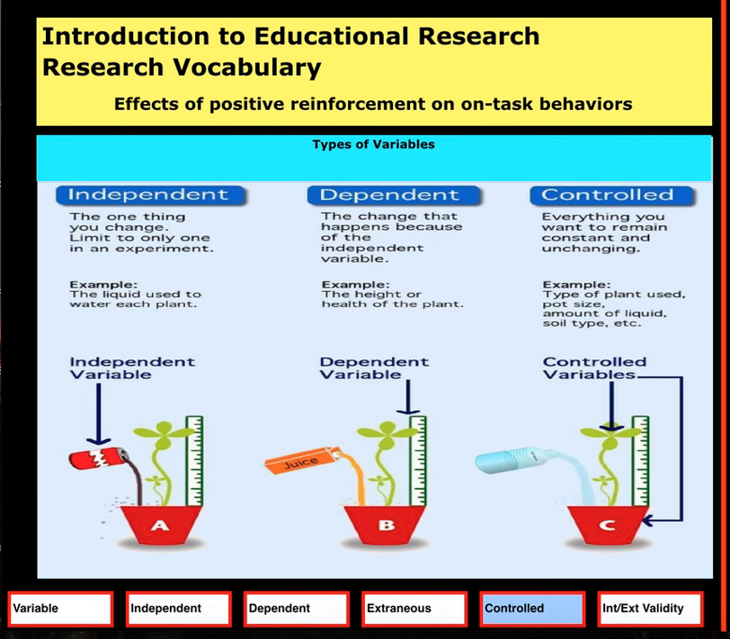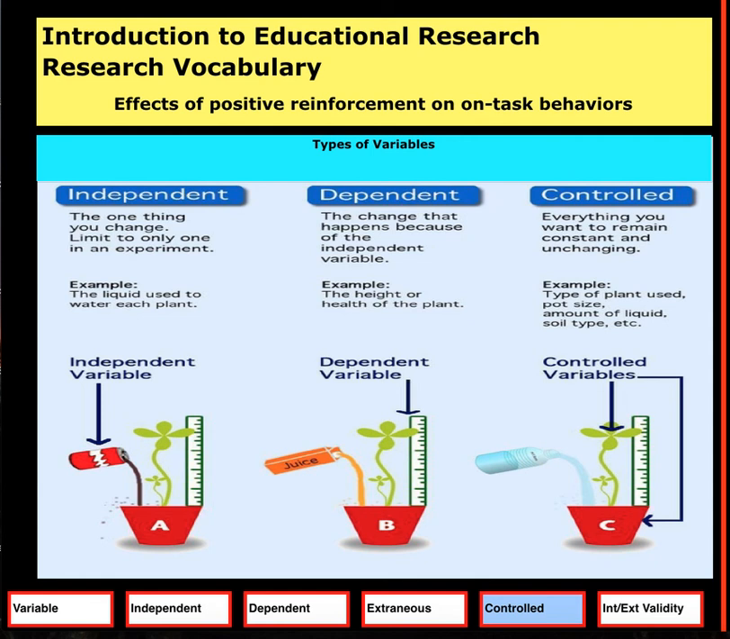Now the dependent variable in this case, you can see in the example, it says the height or health of the plant. So that's what's being measured, the dependent variable. But you can see under controlled, everything you want to remain constant and unchanging, and they give some examples. The type of plant you would want to control for, the size of the pot that the plant is in, the amount of liquid that is used, the type of soil that is used, possibly fertilizers that are used. All of these factors would need to be controlled by the researcher.